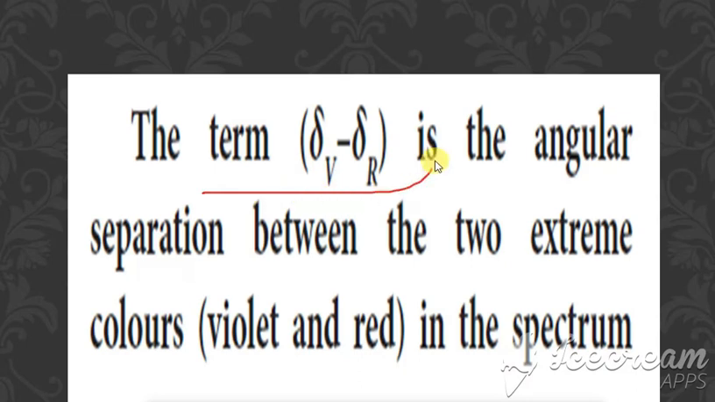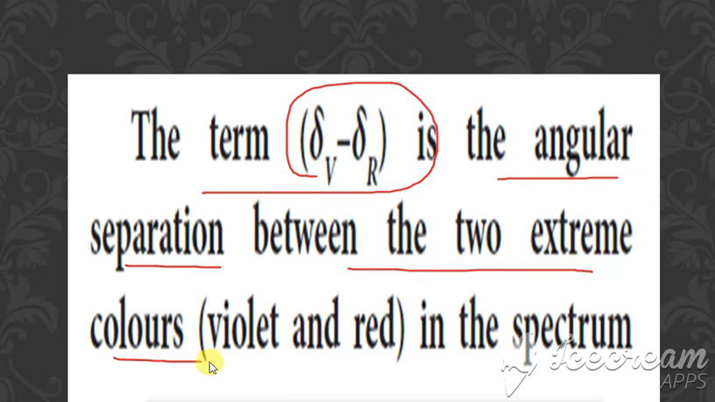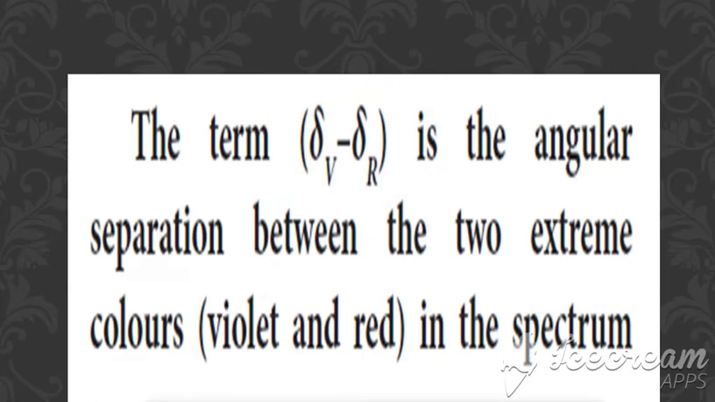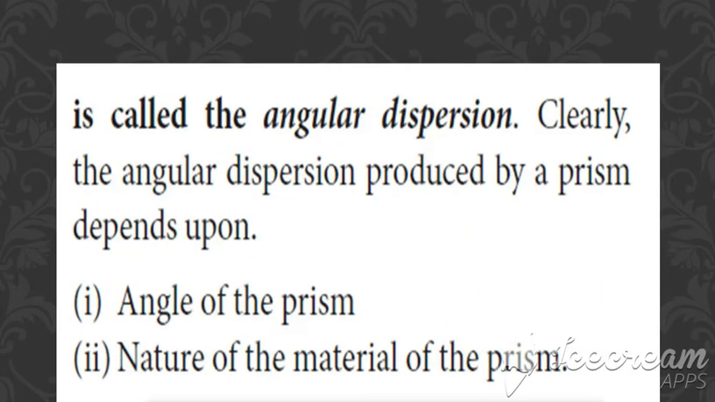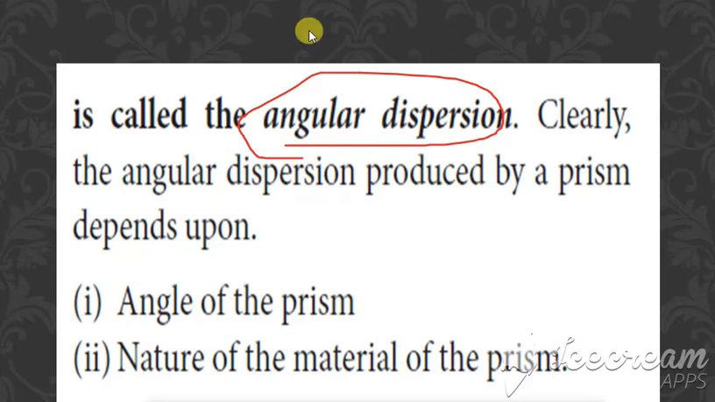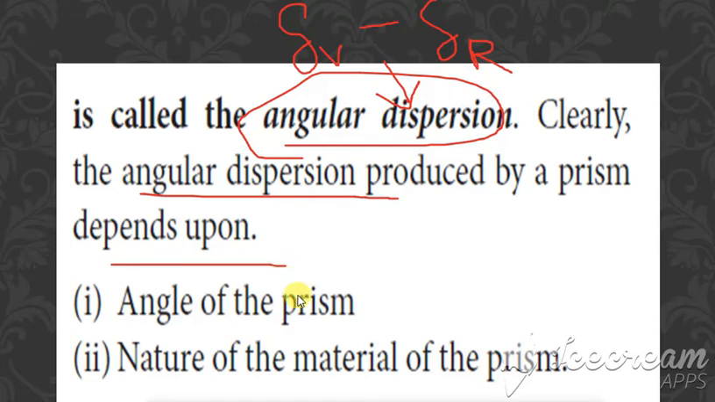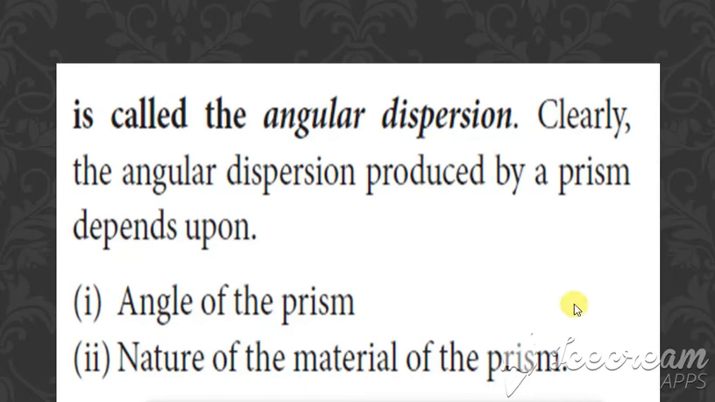The term del V minus del R is said to be the angular separation between the two extreme colors, that is violet and red. That term is also called the angular dispersion. Clearly, the angular dispersion depends on the angle of the prism and the nature of the material of the prism.